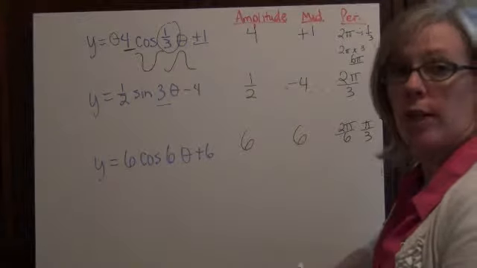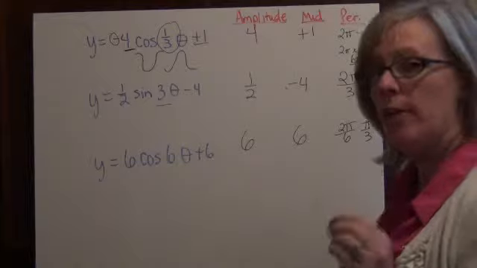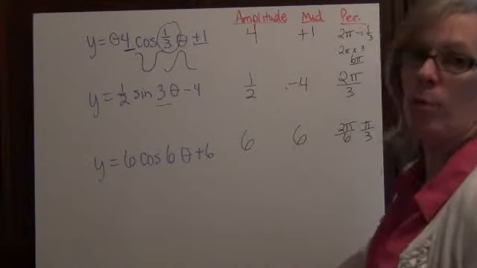So step 1 when you're looking at these graphs is to say what's going on in the equation that is changing it from its normal parent graph shape.